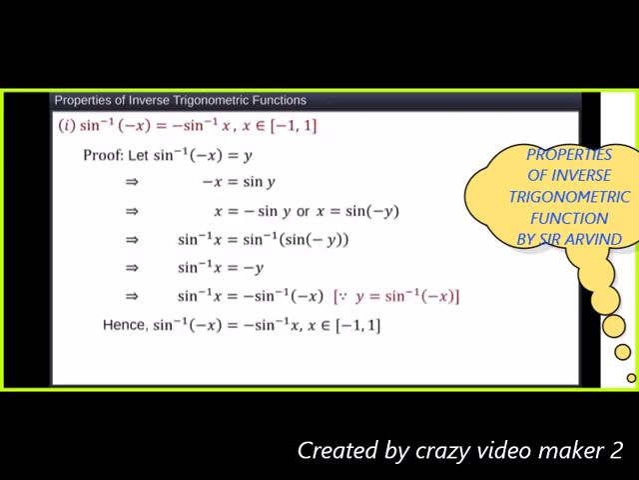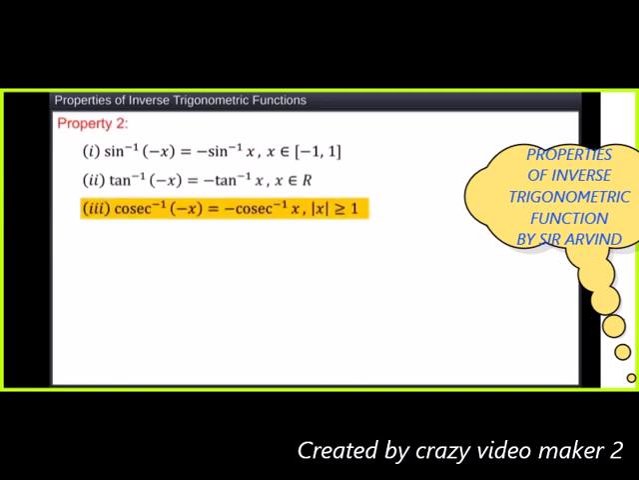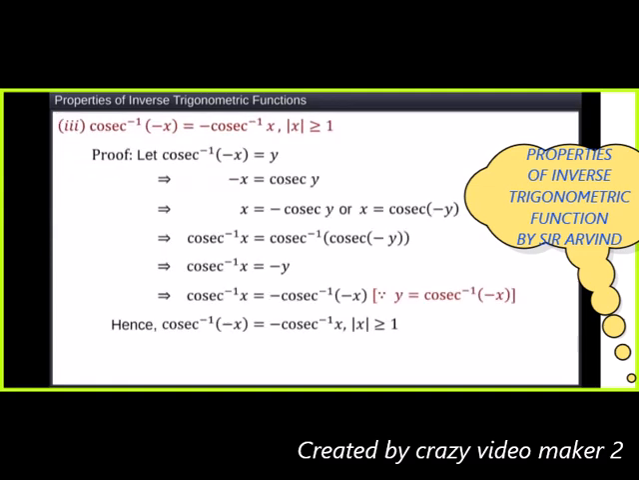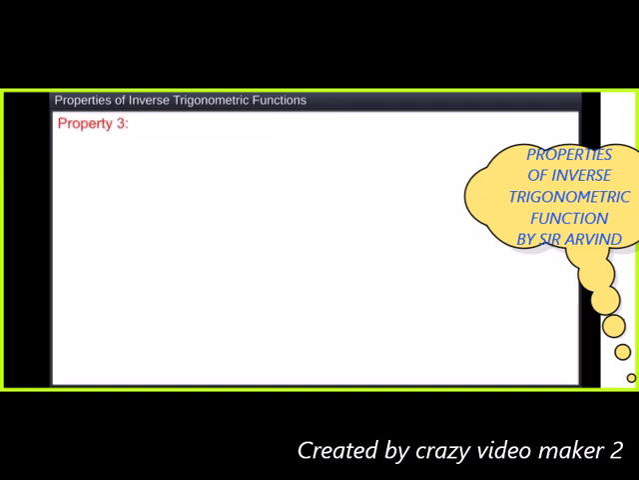Sine inverse minus x is equal to minus sine inverse x, and cosec inverse minus x is equal to minus cosec inverse x. Make sure that all these three functions are negative in the fourth quadrant and their range is minus pi by 2 to plus pi by 2.